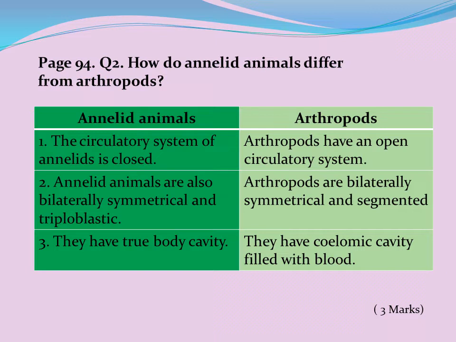2. Annelid animals are also bilaterally symmetrical and triploblastic. Arthropods are bilaterally symmetrical and segmented. 3. Annelids have true body cavity. Arthropods have coelomic cavity filled with blood.